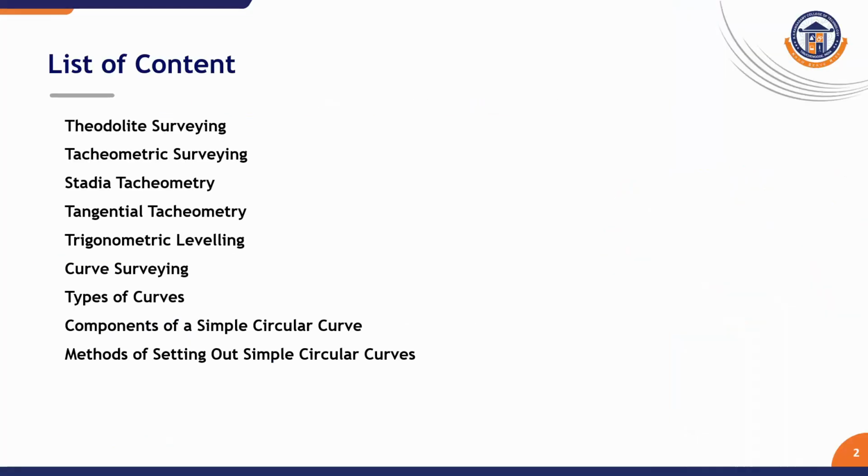To navigate through today's extensive topics, we will first cover theodolite surveying, the cornerstone of angular measurement. We will then explore tachometric surveying, a rapid method for determining distance and elevation. This will include a look at both the stadia and tangential methods.